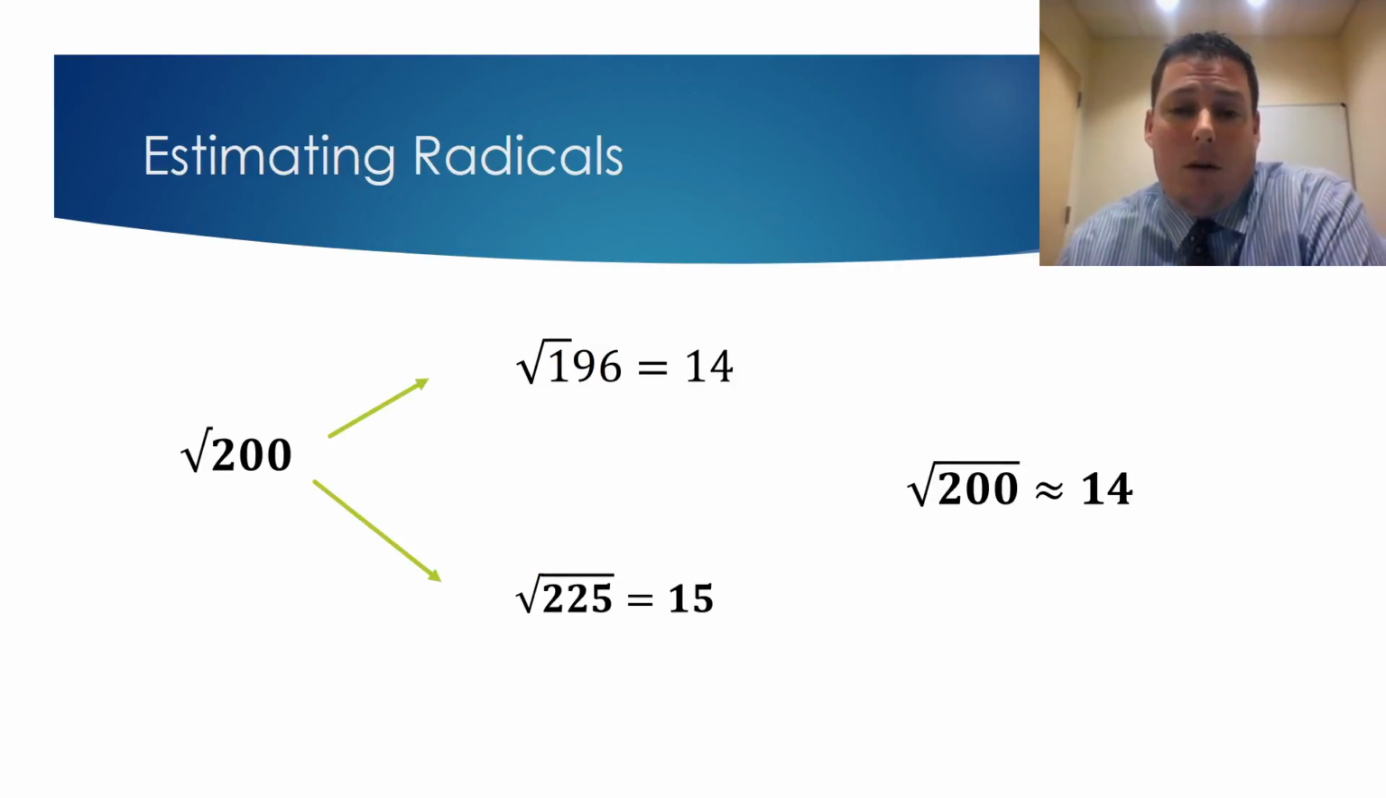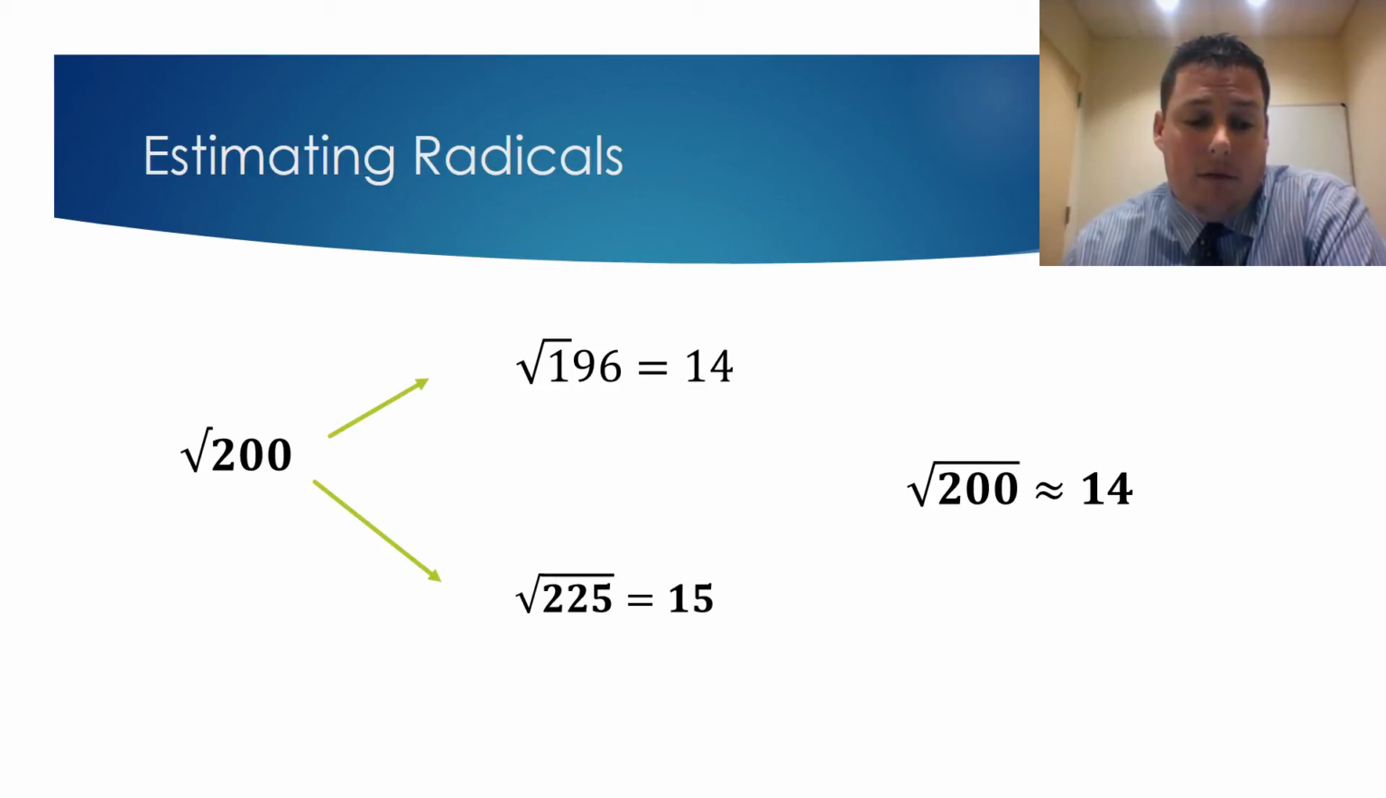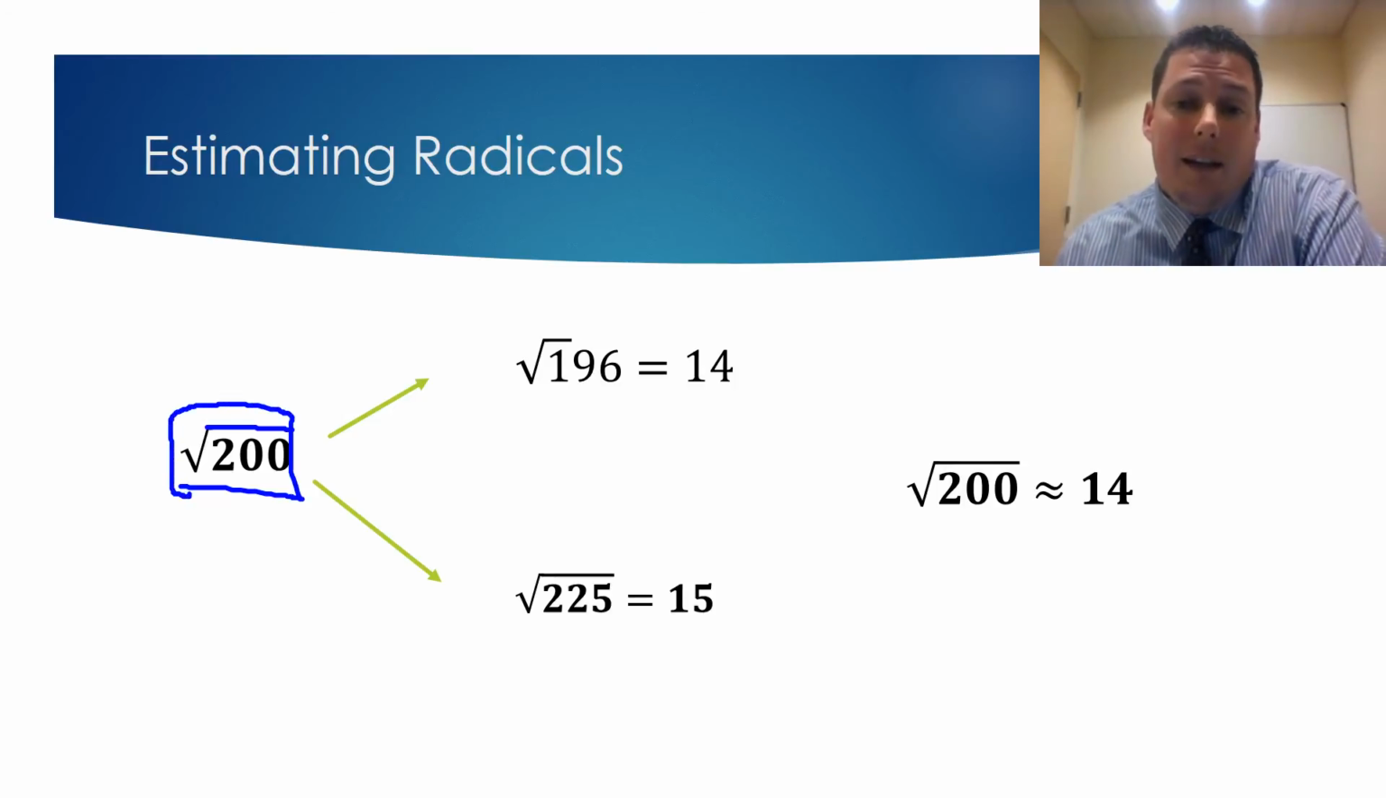The last thing we're going to work on with radicals today is estimating radicals. Down here we have a slide, and not all radicals are going to be perfect squares. So here I use one that's not. I use the square root of 200. If you plug the square root of 200 into your calculator, you're going to get a decimal, and that's a good way to check.